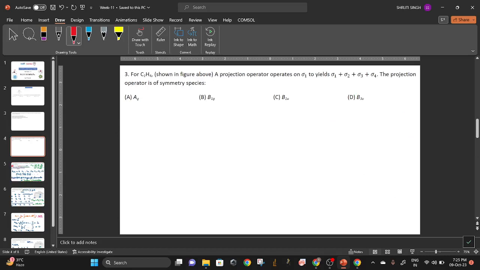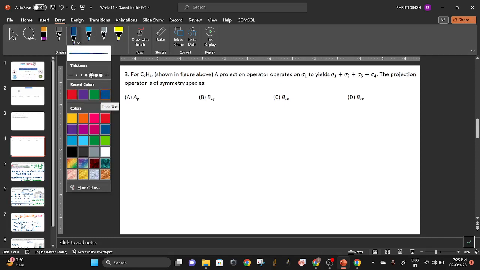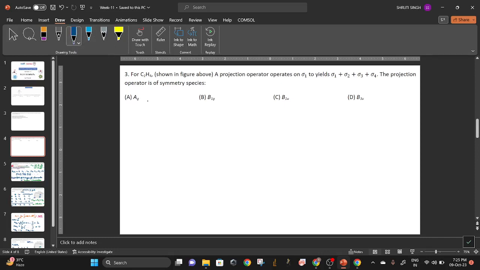For the third, it is for C2H4. Okay, so this is the molecule shown in the figure. It is written, but there was no figure given, but this question was discussed in class. In lectures it is discussed that C2H4 is this.